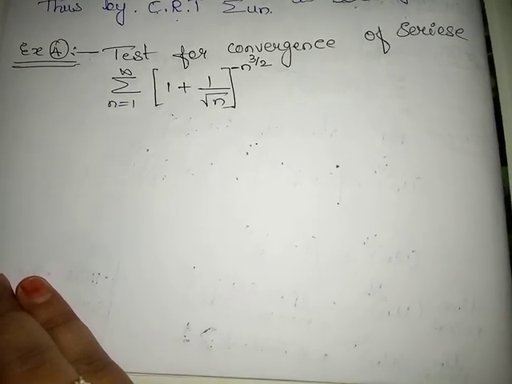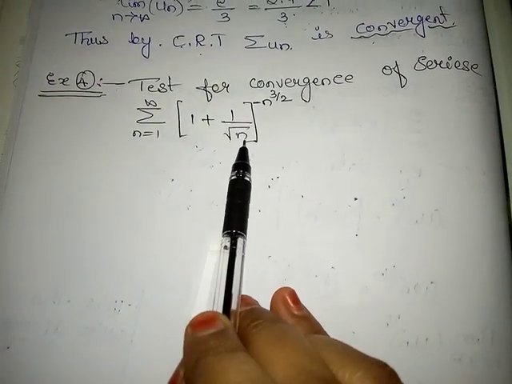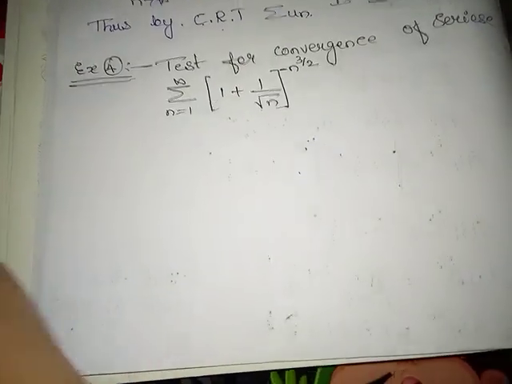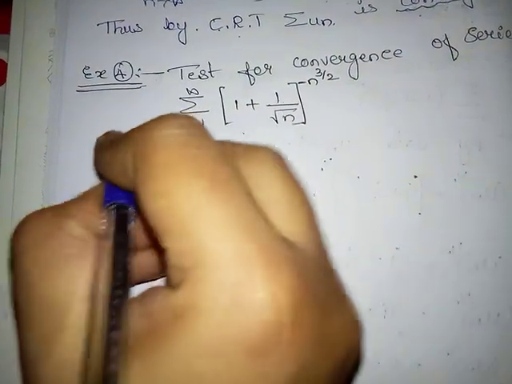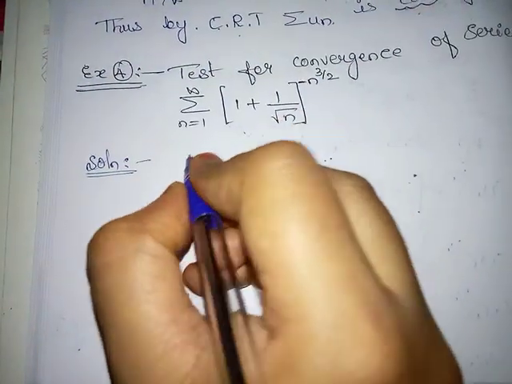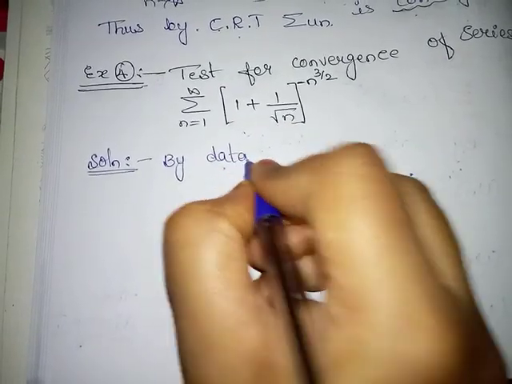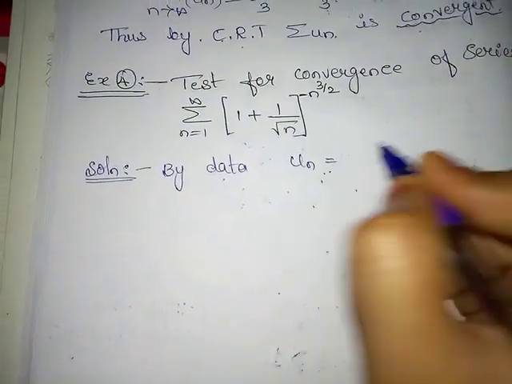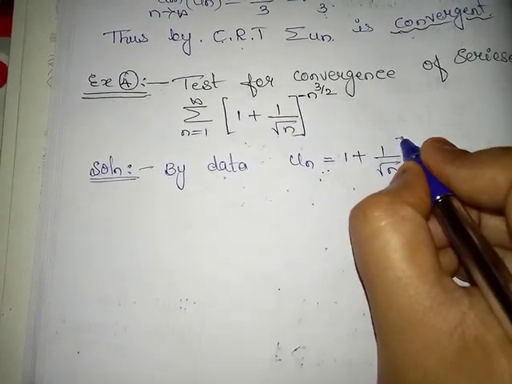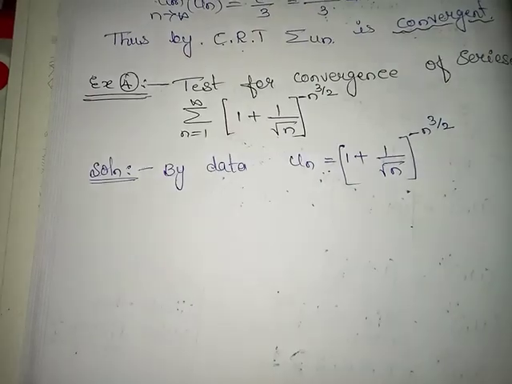Next example: test for convergence of the series summation n running from 1 to infinity of (1 plus 1 by root n) whole raised to minus n raised to 3 by 2. Solution. By data, we know that un is given, that is un is equal to (1 plus 1 divided by root n) whole raised to minus n raised to 3 by 2.